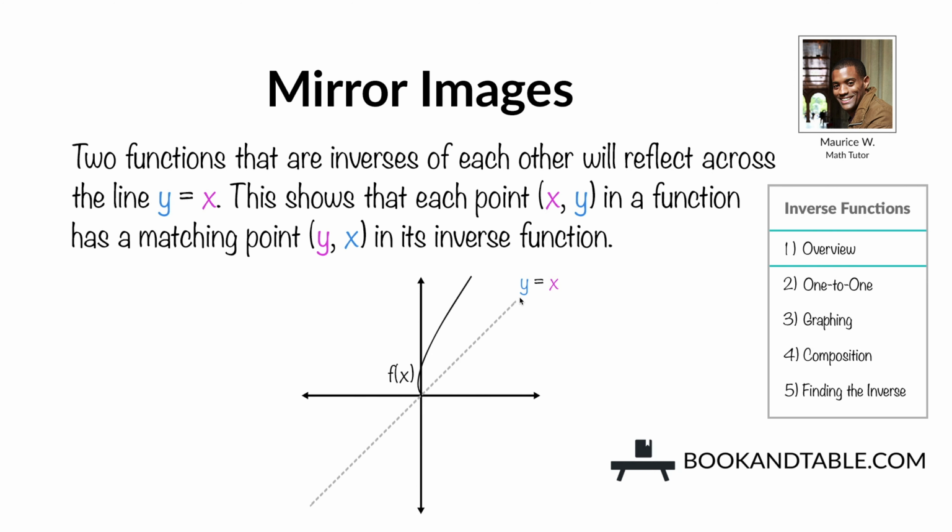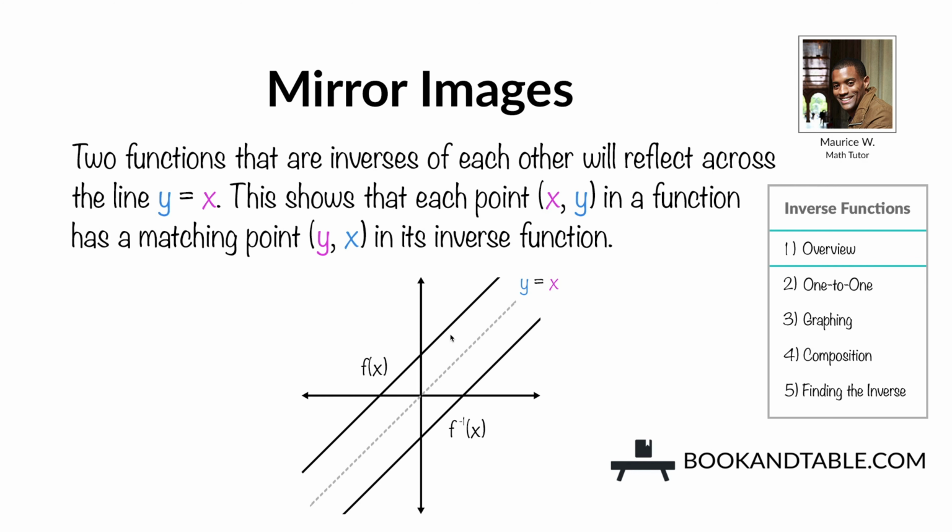So let's say we have a function f of x here. It starts at 0 and it curves up. The inverse of f of x would reflect across this line. So this would be the inverse of x. So when you're looking at the graph of a function, you will know that a second graph is the inverse if it reflects across this line. And we'll discuss a little bit further why this is.